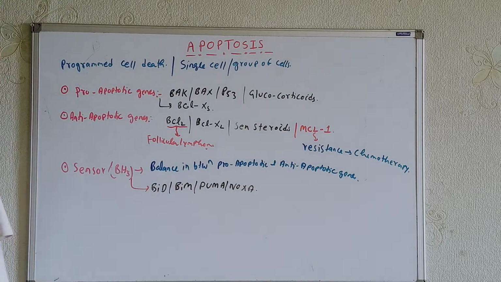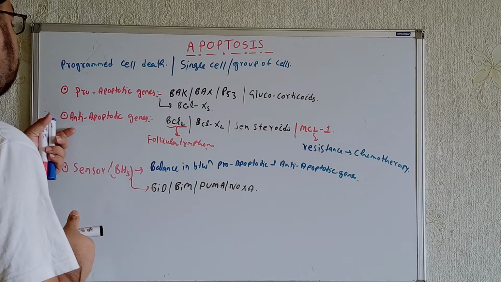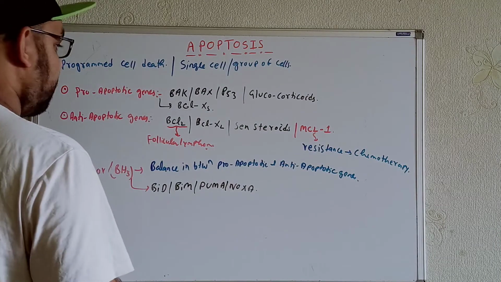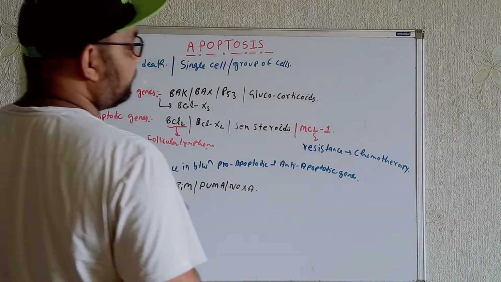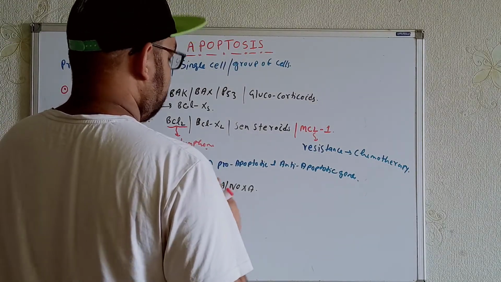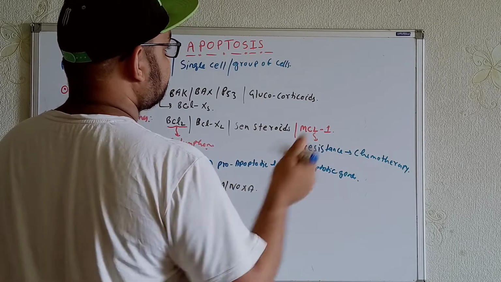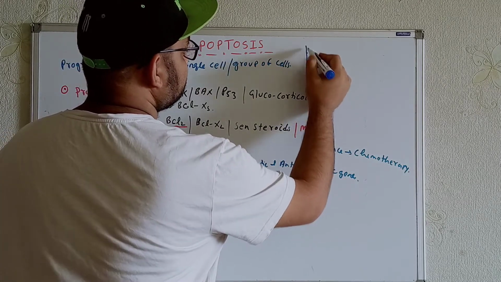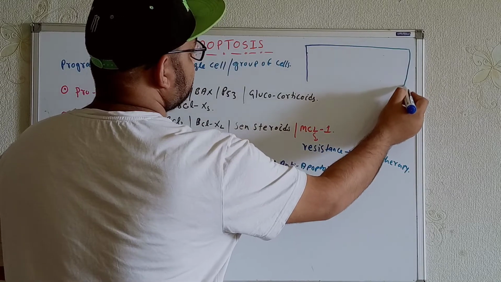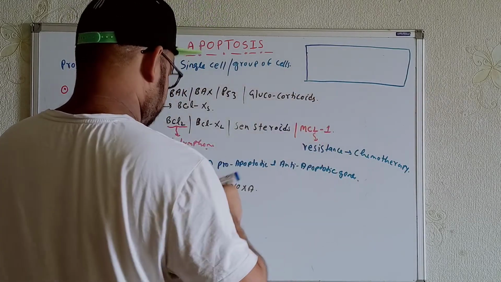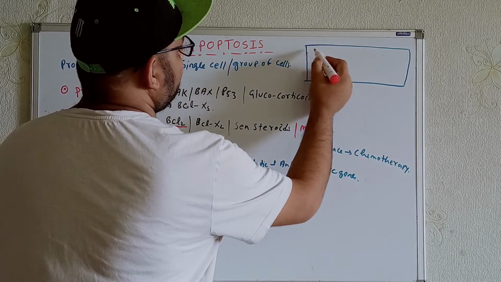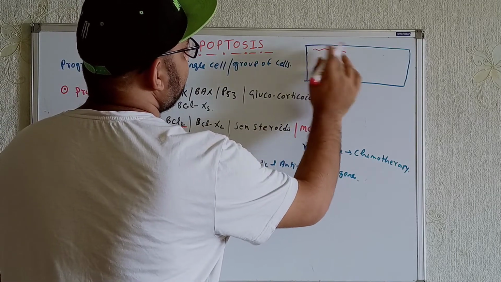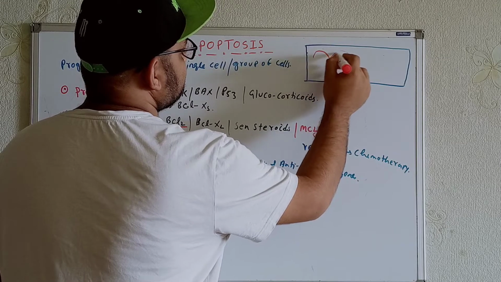Now we will talk about how the apoptosis process proceeds through all these genetic factors. For that, I need to draw a mitochondria. So let me draw it here. For example, this is the cell, and within the cell is the mitochondria.